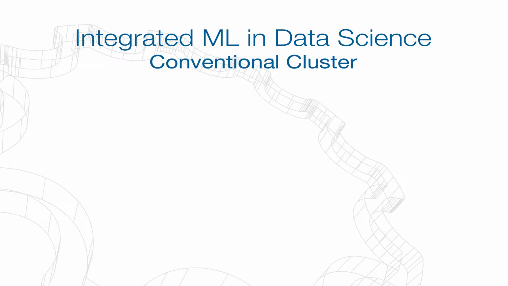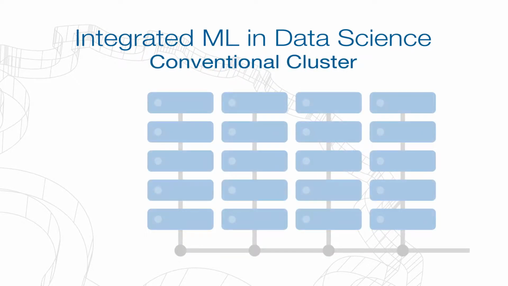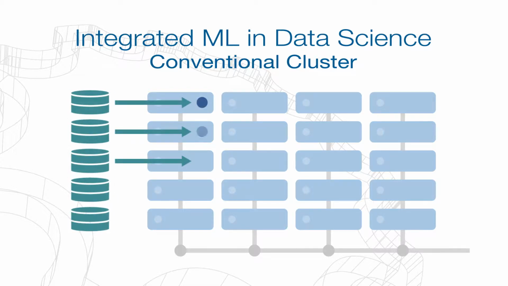In this video, we'll take a look at an example of a data science project running on a cluster versus the efficiencies of running on the scalable single system image of a Lucata system. Each block in this diagram represents a conventional server in a cluster. First, data scientists import data from a heterogeneous set of data sources for cleansing.